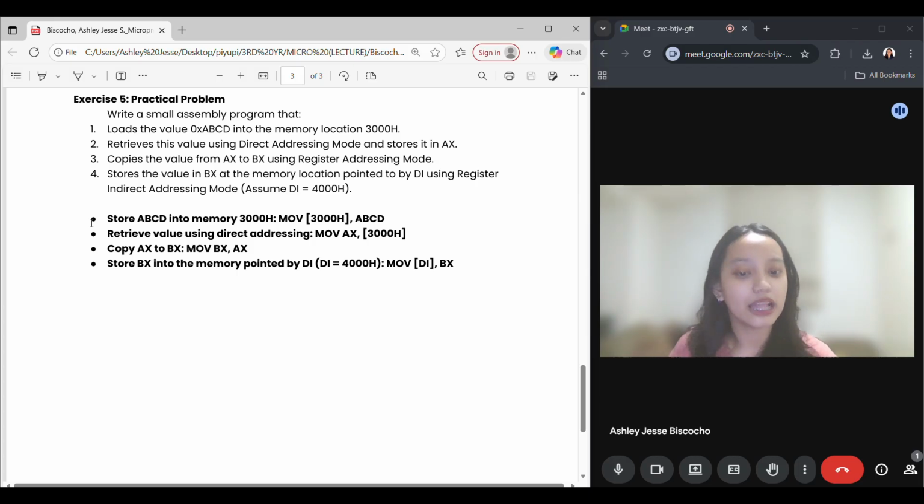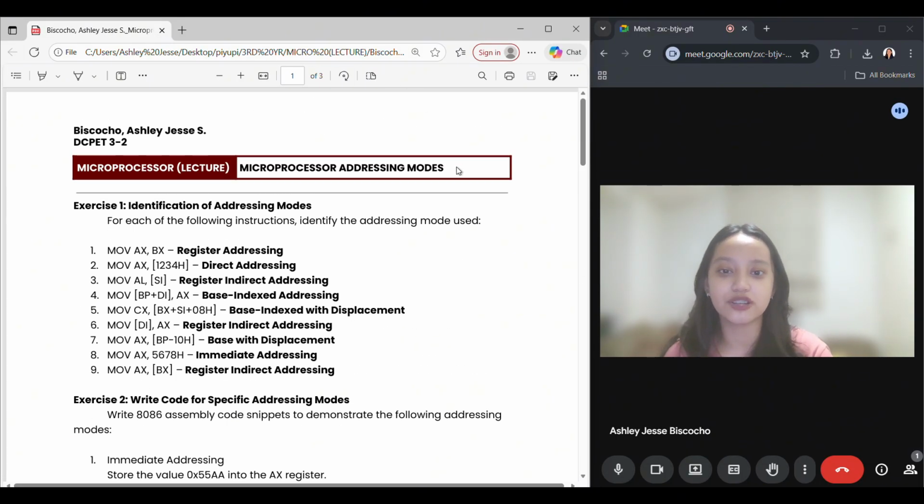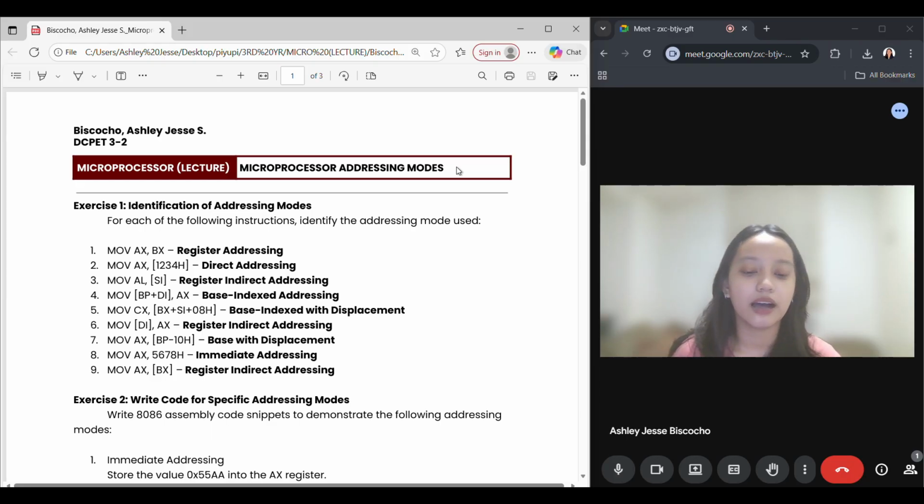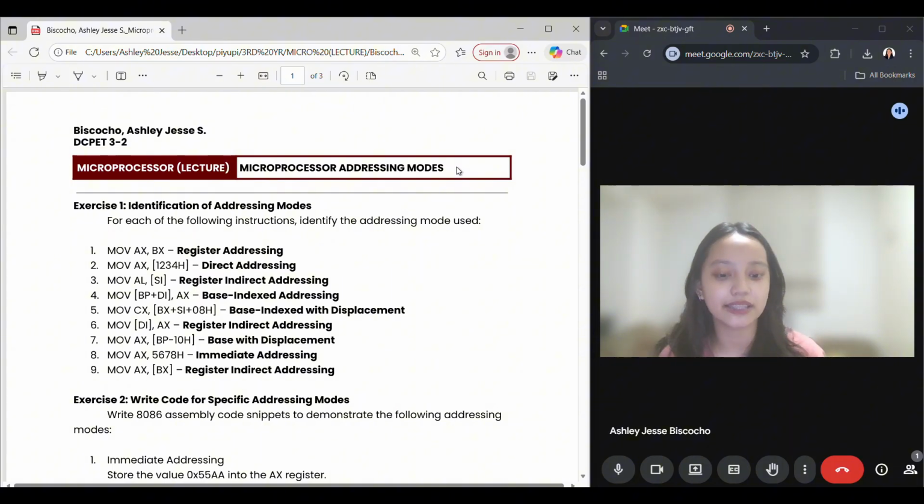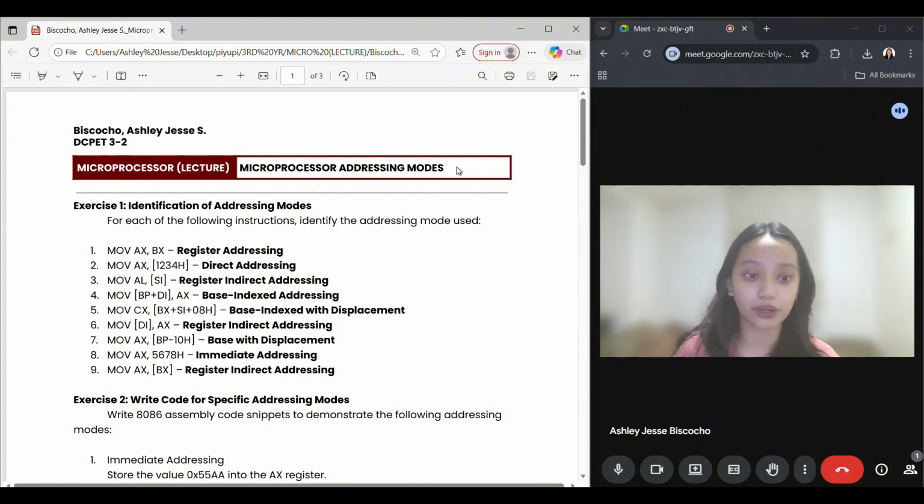So, that concludes my explanation for this activity on microprocessor addressing modes. I discussed how to identify different addressing modes, how to apply them in assembly code, how to compute physical addresses, and how to analyze short program segments.